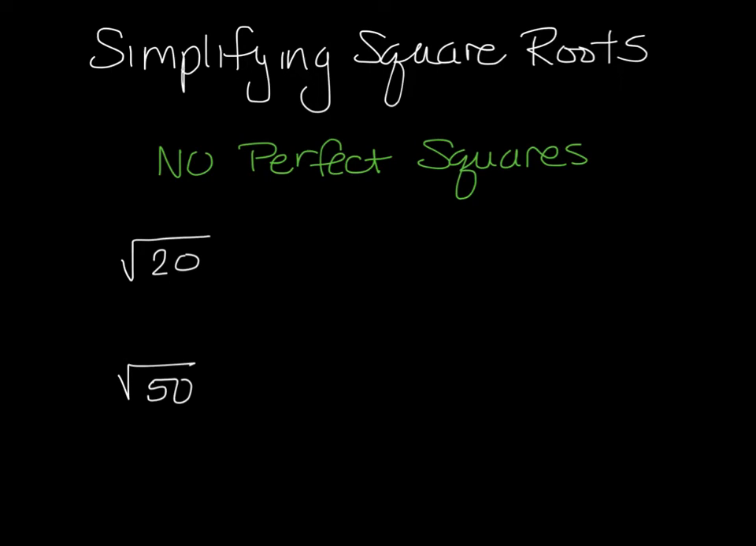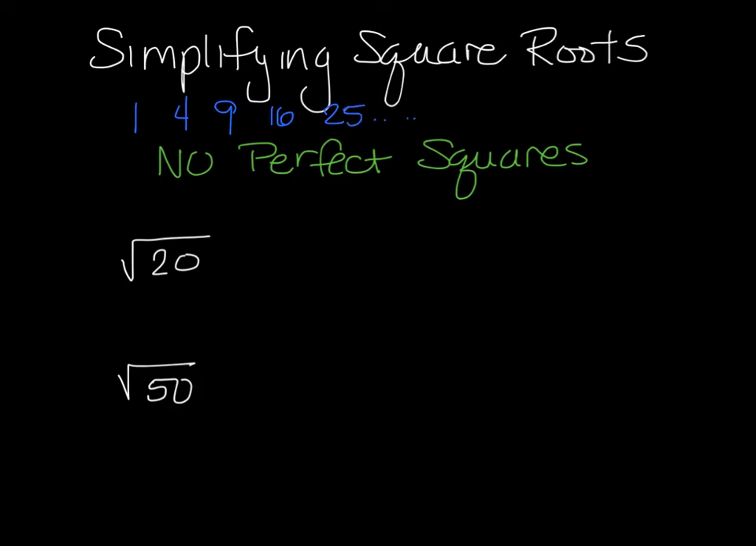When you're working with square roots, just like when you're working with fractions or anything else, you need to be able to simplify. Now, simplifying square roots, what we're focusing on mainly is just perfect squares. Now, when we talk about perfect squares, we're talking about numbers like 1 squared is 1, 2 squared is 4, 3 squared is 9, 4 squared is 16, 5 squared is 25, and so on.